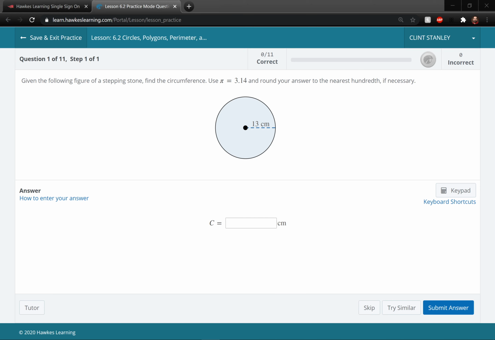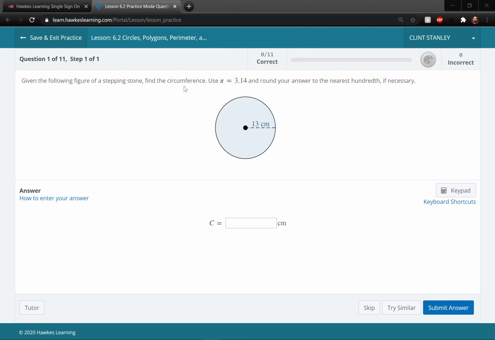Let's walk through the 6.2 assignment and see if I can give you some tips to help you out. So you got a couple like these where you need to find the circumference of a circle. The important thing is to take note that on these problems we're using 3.14 for pi. If you hit the pi key on your calculator, your answer might come up a little bit different and it'll count it wrong. So just estimate pi here at 3.14.